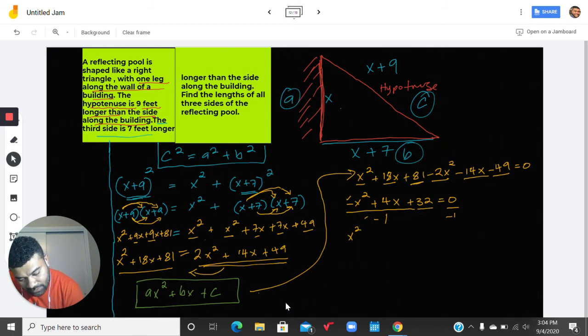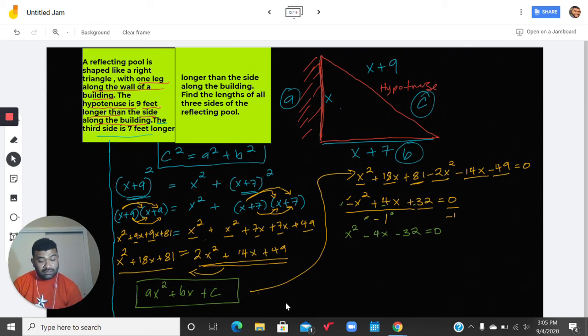Hold on, let me change the color of the pen. Let me use green. Okay, let me remove that. So a negative and a negative 1 is going to give me a positive x squared, and then a positive 4 divided by a negative 1 is going to give me a negative 4x, and then a positive 32 divided by a negative 1 is going to give me a negative 32, everything equal to 0.